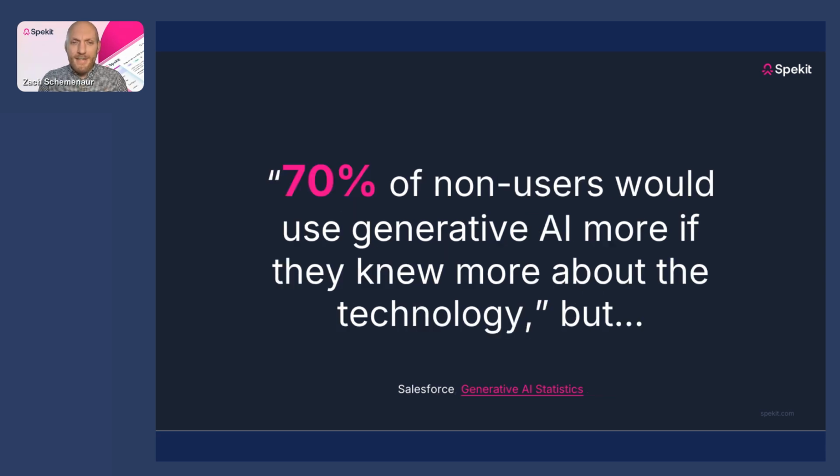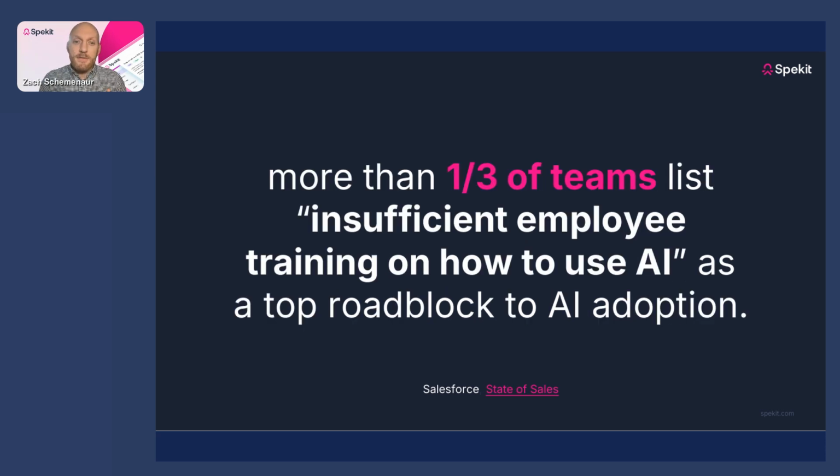So last stat here. I promise you, this won't be death by a bunch of stats. But 70% of non-users have said that they would use generative AI if they knew more about the technology, but more than a third of those teams list that insufficient employee training on how to use AI is a huge roadblock for adoption. So we know that folks are using it. They want to be using it more, and they want to be using it within their work, but they're stuck. And I think that we can help with that.